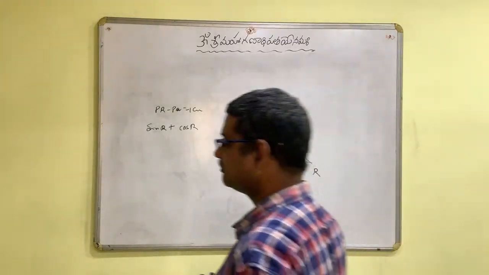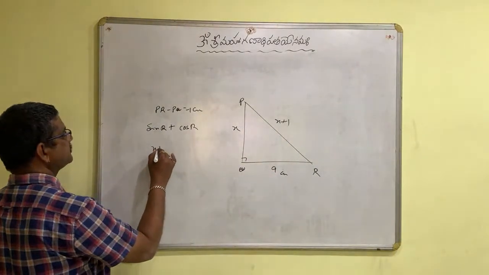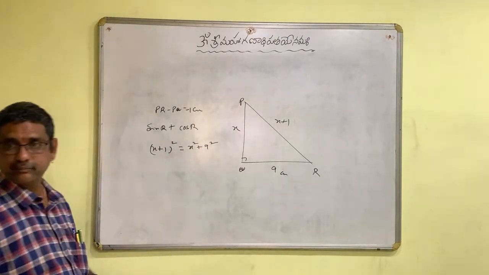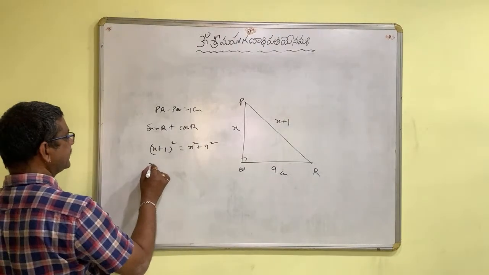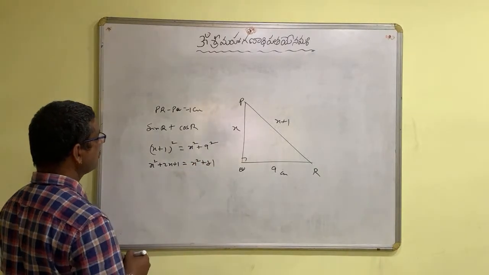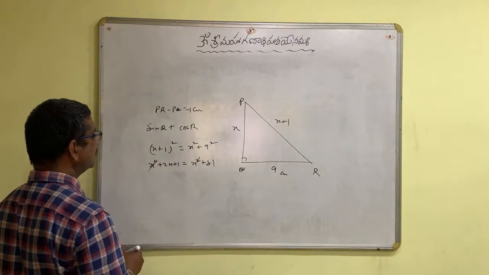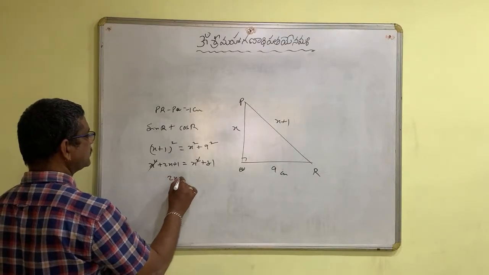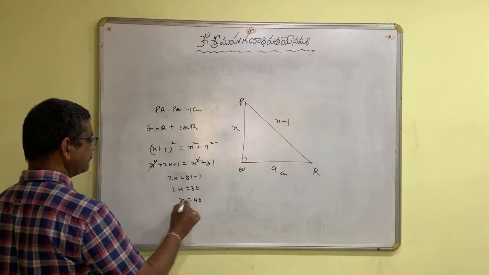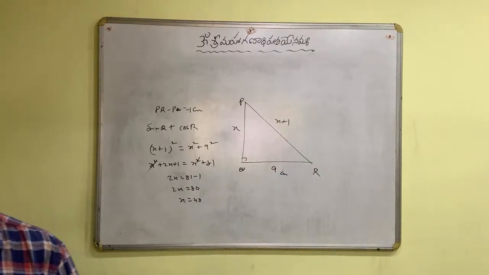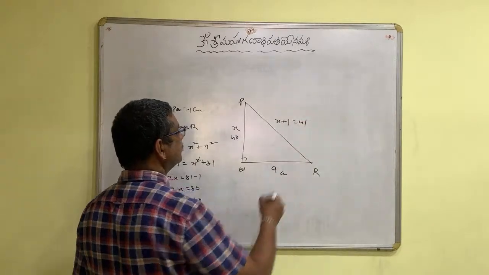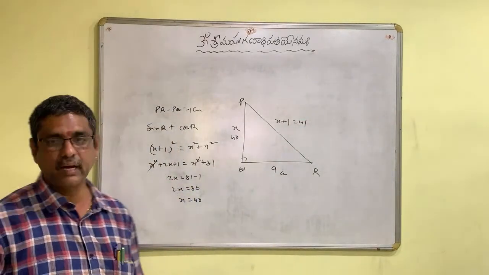Apply Pythagoras theorem. X plus 1 whole square is equal to X square plus 9 square. So X square plus 2X plus 1 is equal to X square plus 81. X square gets cancelled. 2X is equal to 81 minus 1, 80, X is 40. X value is 40. That means PQ is 40 and PR is 41, QR is 9.